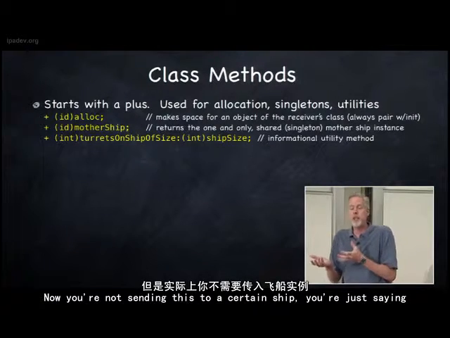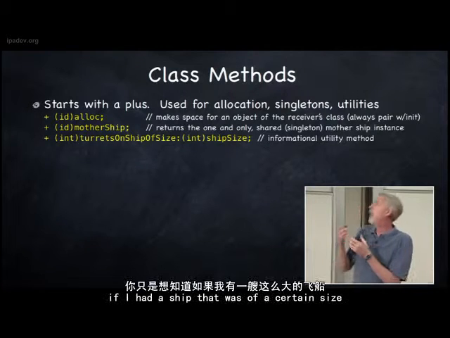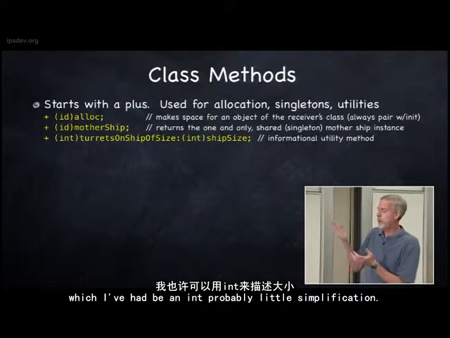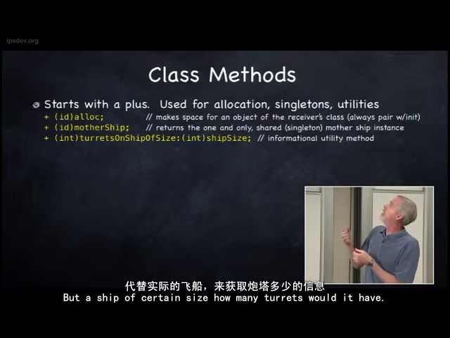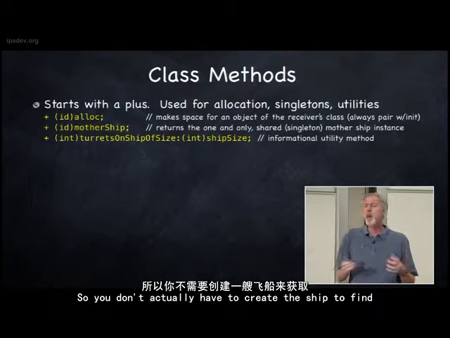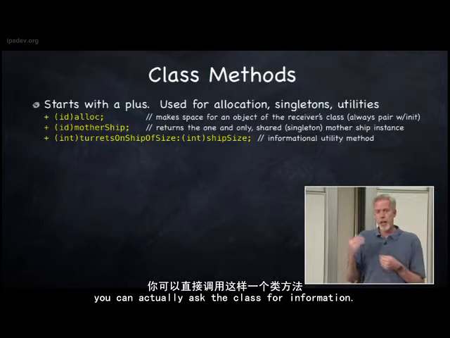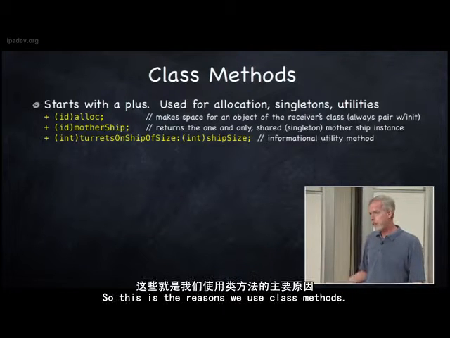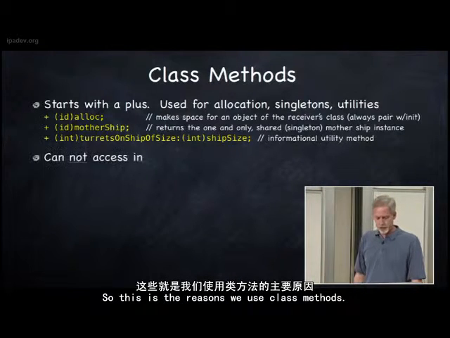Now you're not sending this to a certain ship. You're just saying, if I had a ship that was of a certain size, which I've had be an int, probably a little simplification, but a ship of a certain size, how many turrets would it have? So you don't have to actually create the ship to find out how many turrets it's going to have. You can actually ask the class for information. So this is the reason we use class methods.